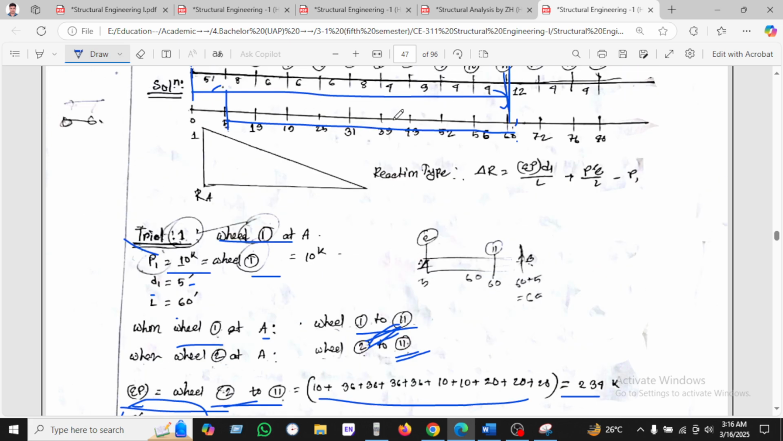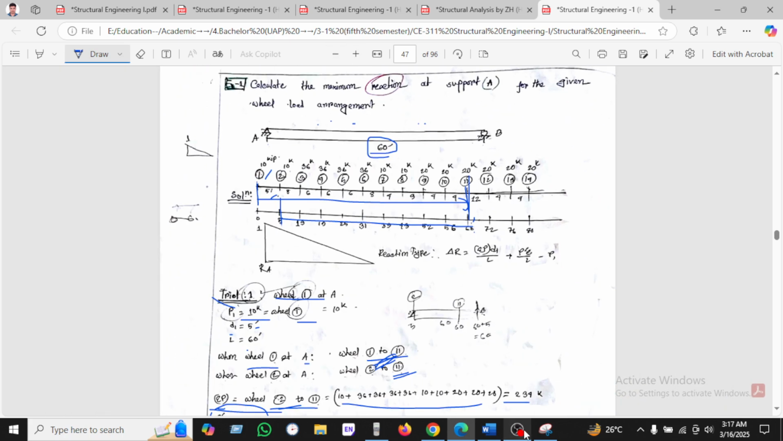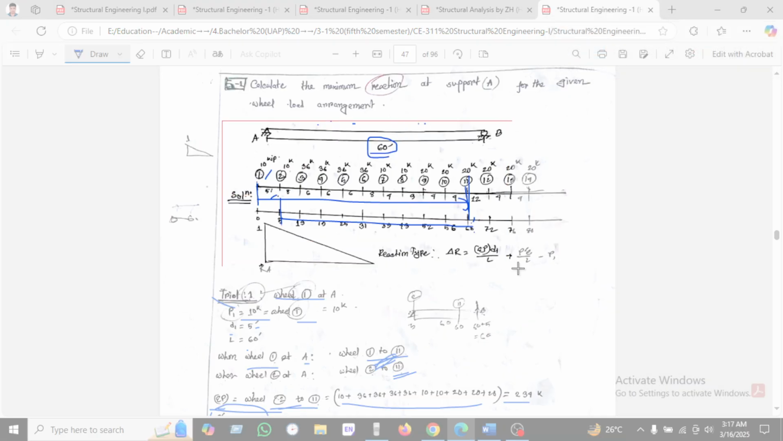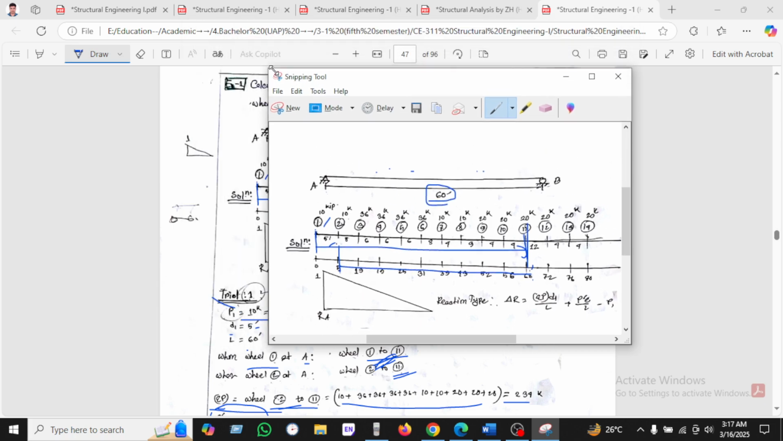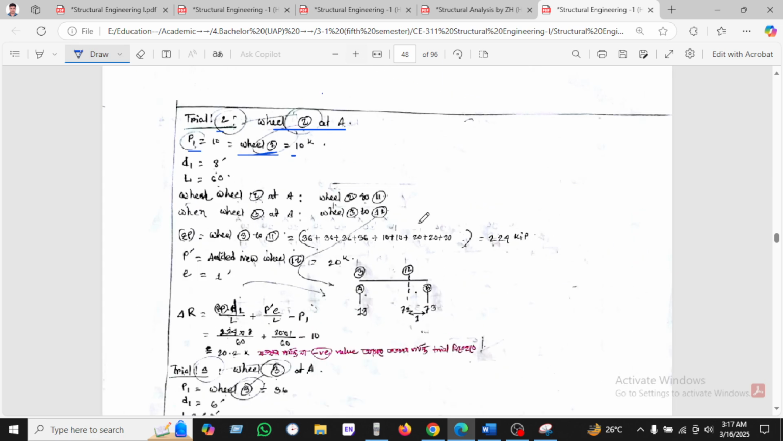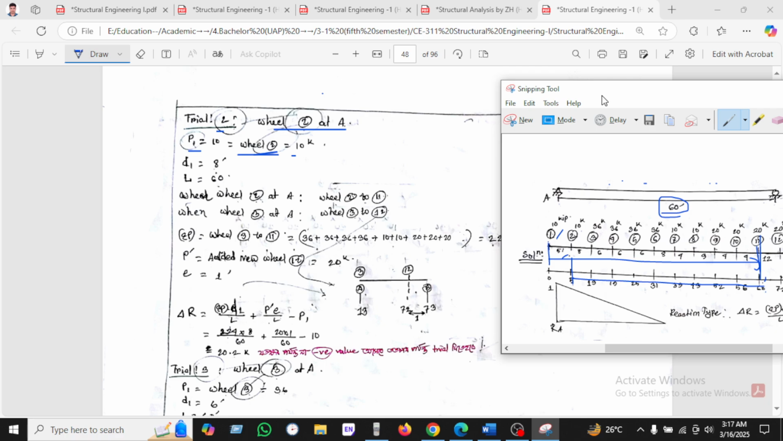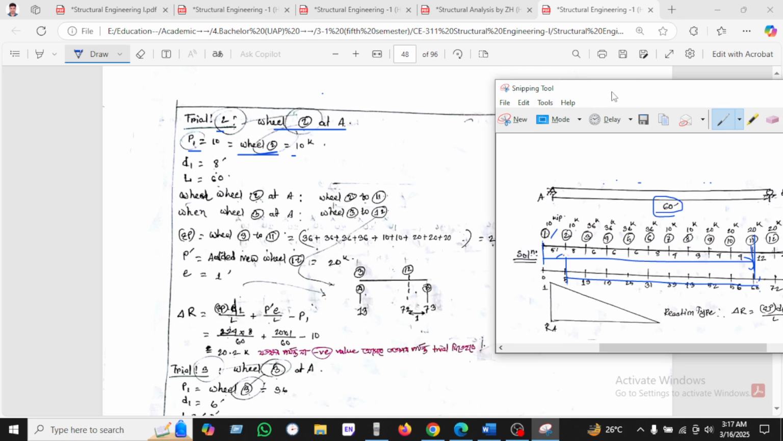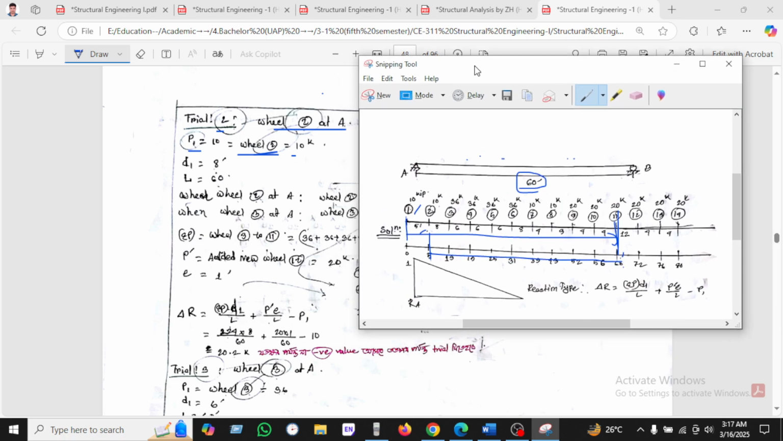Sorry for that, it is given the maximum. Sorry for interrupting. So wheel 2 at A. When we put wheel 2 at A, the value P1 will be 10. This 10 will be P1, and D1 will be the wheel 2 and 3 distance, which is 8, given here. And L is the length of the bridge or beam, which is 60.